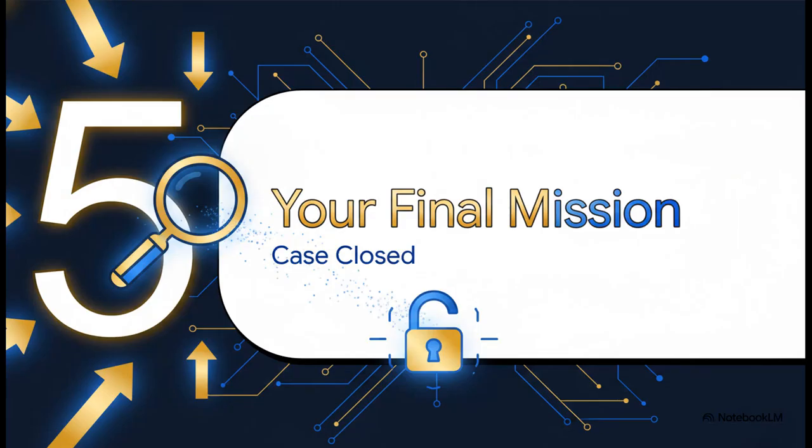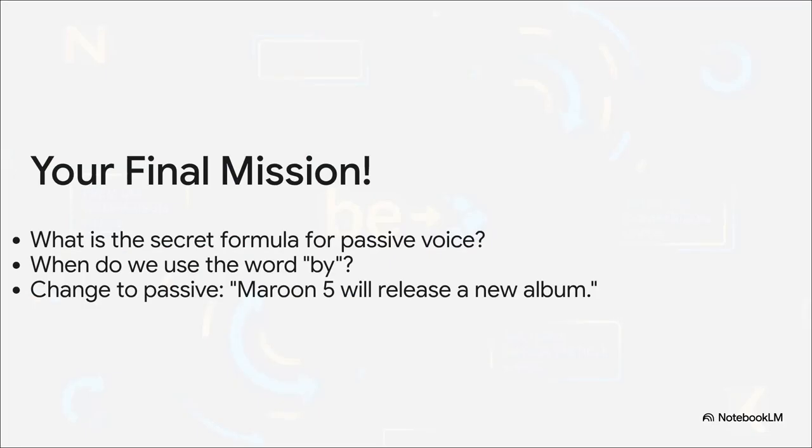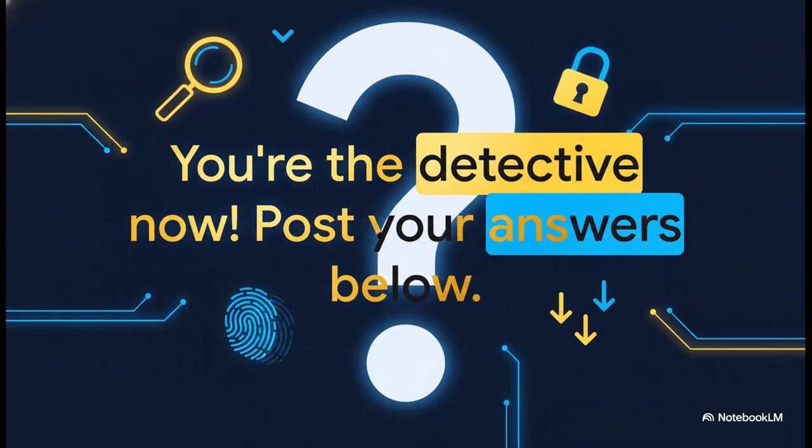You've aced your training, you've solved the master challenges, and now it is time for your final mission. This is your chance to prove, once and for all, that you have officially cracked the case of the passive voice. Here we go. Just 3 final questions for you. First, what is that secret formula for the passive voice? You know the one. Second, when exactly do we use that special clue word, by? And for your final challenge, number 3, change this sentence into the passive voice. Maroon 5 will release a new album. Go on, take a second and think through your answers. You've got the skills, you've got the knowledge, you are the detective now.